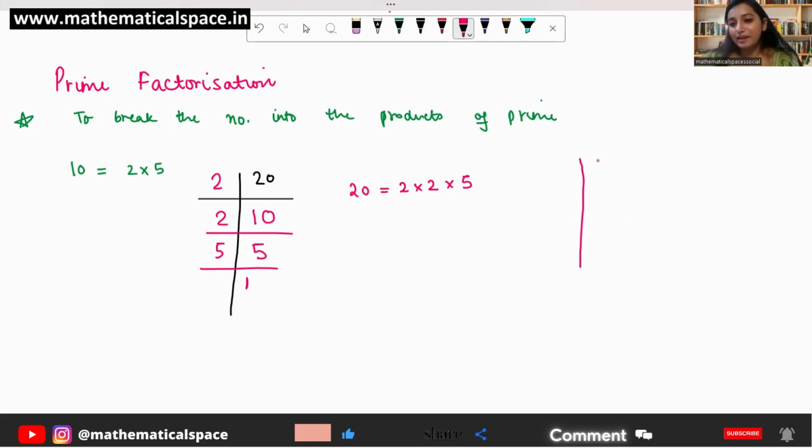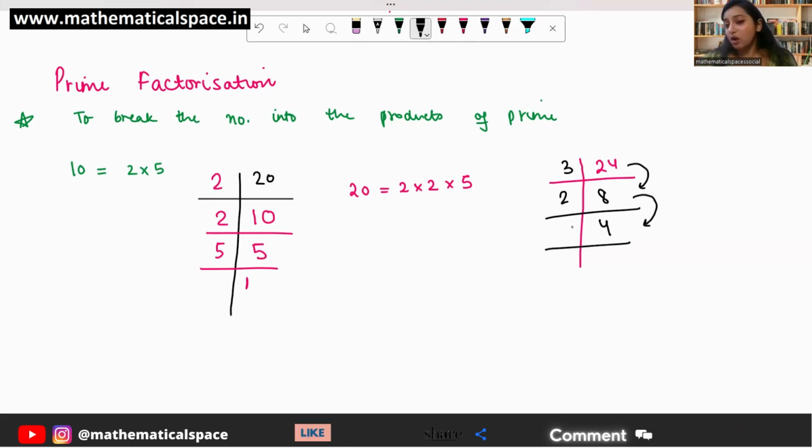Let's say 24. As we know, 3 is a factor of 24, so we'll do 24 divided by 3 first. What is 24 divided by 3? The answer is 8. So I will write that answer below 24. Now, what is the prime factor of 8? It is 2. What is 8 divided by 2? It is 4. So I will write the answer below it.